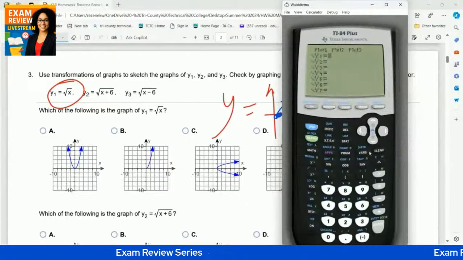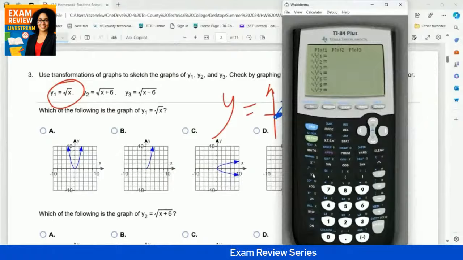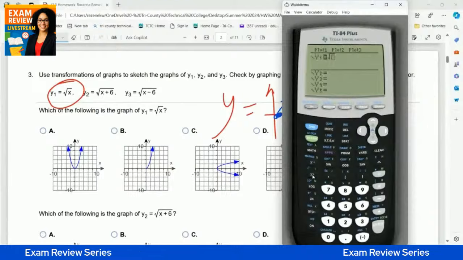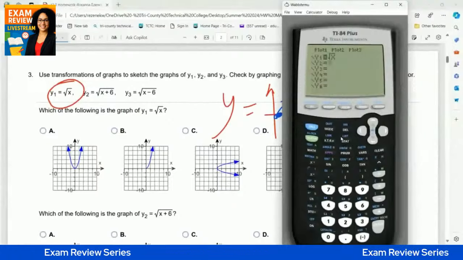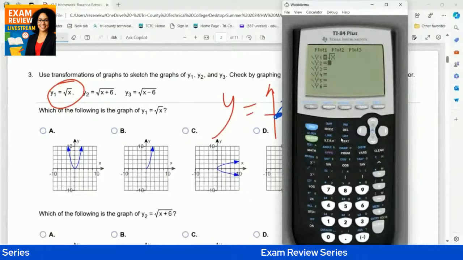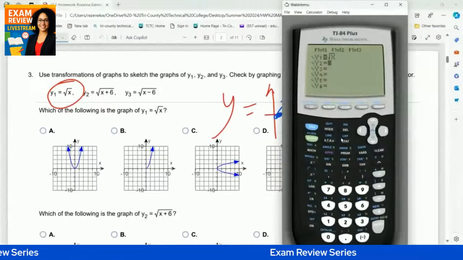Okay, I am looking for second square root. And then I'm looking for x. So I just put x in here, and then you go back to y2. You do the same, except that the translation is 6 units to the left. Remember, if you're adding a constant, it is to the left. If you are subtracting, it is to the right.